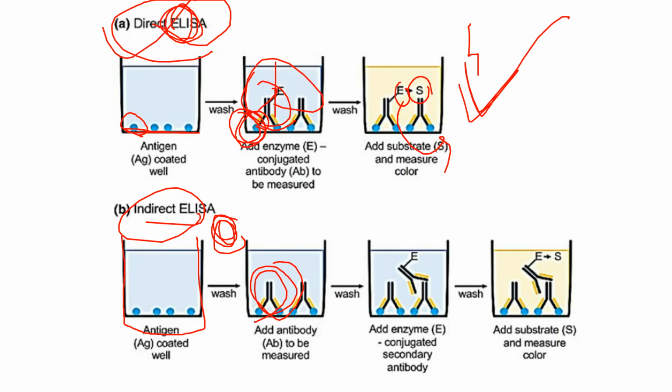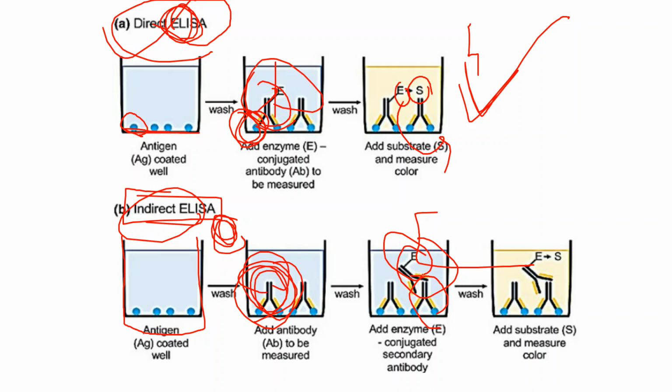Because here what happens is, we have to add the antibody which we want to be measured. After that, we have to add the secondary antibody, which will convert the enzyme's substrate into the product after adding the substrate. So that's why we call it indirect ELISA, because it's not directly linked with the enzyme. First we have to add the primary antibody, then the secondary antibody.